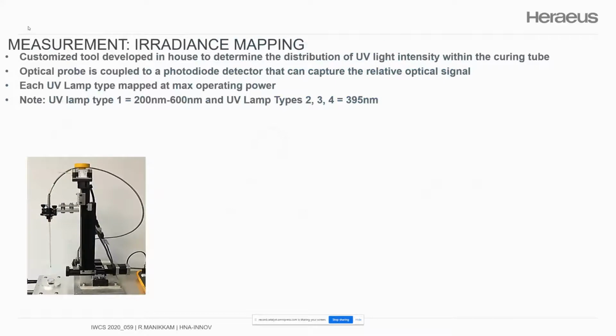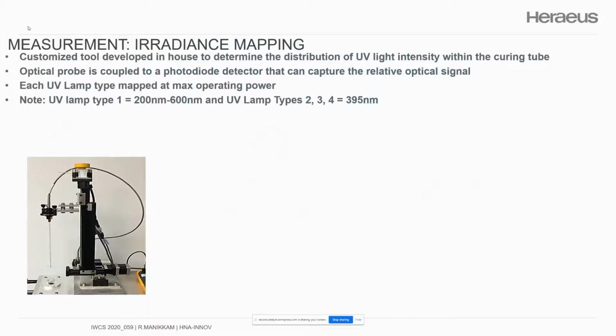So moving on, we went ahead and did our radiance mapping. To do the radiance mapping, essentially a customized tool was developed in-house. And this tool enabled us to determine the distribution of UV light intensity within that curing tube. So without going into too much detail about this test setup, you can see the picture of it here in the bottom left of your screen.